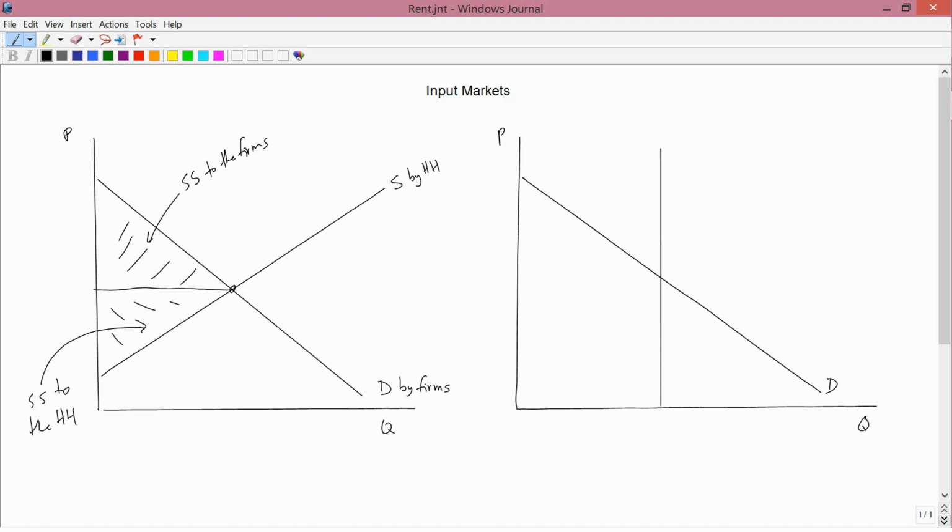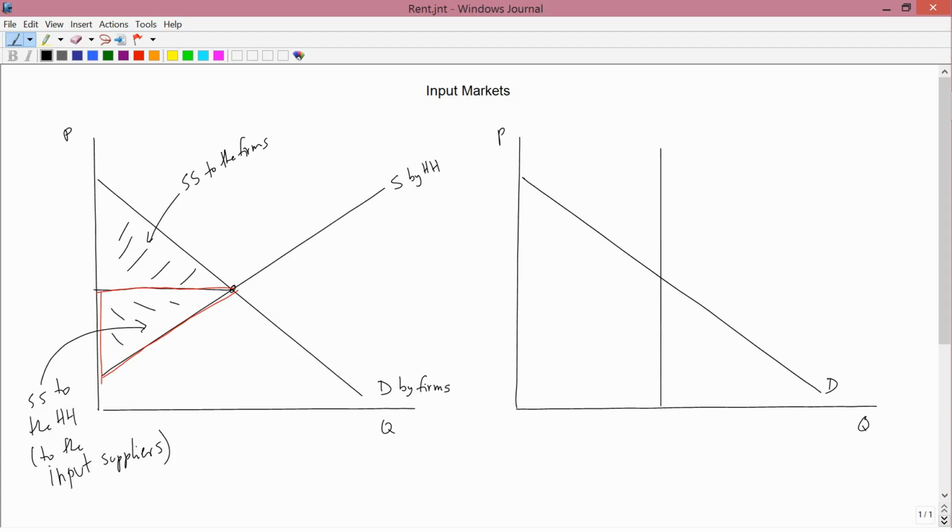So HH is an abbreviation for a household. In other words, to the input suppliers. Now, it turns out we have a special name for this idea of the social surplus to the input suppliers. By the way, I'm drawing the demand and supply curve here as straight lines, but they don't have to be straight at all. They can have any kind of curve that you want.